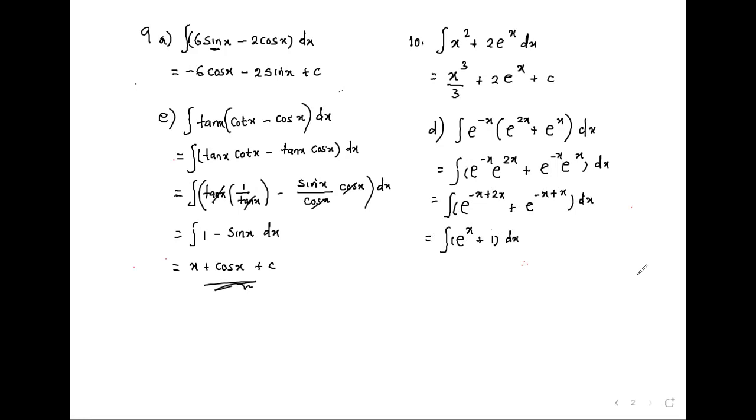So we go to plus 1. Then from there, we integrate e to the x, we get the same e to the x. We integrate 1, we get x. Then we add this. You see that? Quite easy.